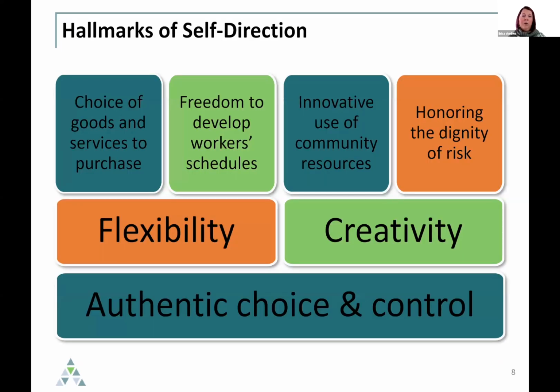I hope that helped you understand a little bit more about what self-direction is. Now we're going to go into some hallmarks of self-direction that most every self-direction program has. So all self-direction programs have that choice of goods and services that you want to use in your plan. They also have the freedom to develop the worker schedules, so you can decide when you get up, when you go to bed, when you do things.